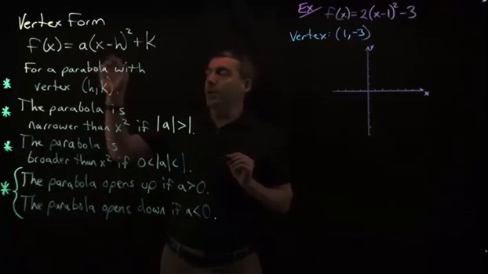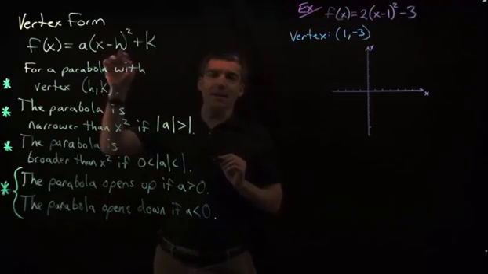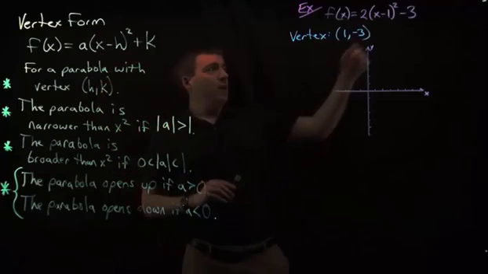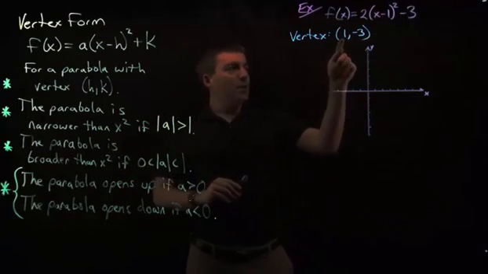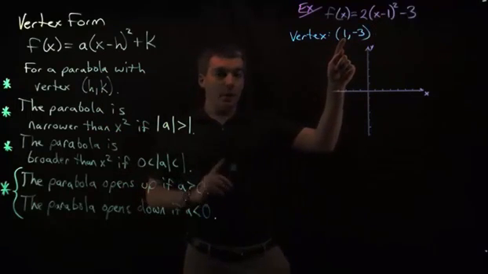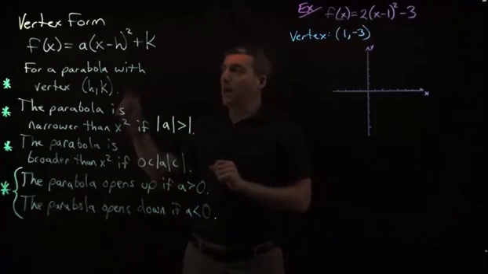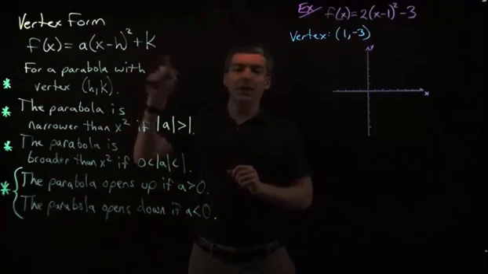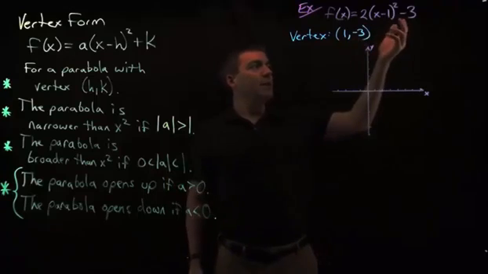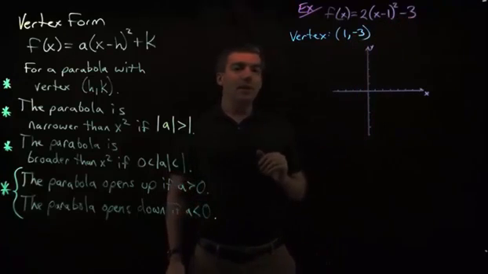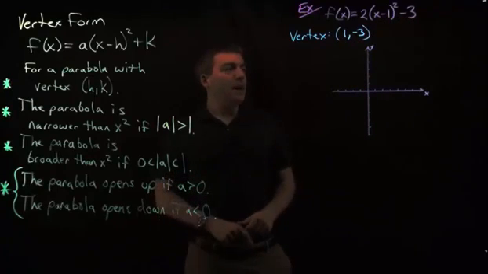Now, in the vertex form, it is x minus h, and here we have x minus 1. And that's why the x coordinate of the vertex is 1 and not negative 1. In the vertex form, it's plus k. Here we have minus 3, so the y coordinate is negative 3. All right, so keep that in mind.